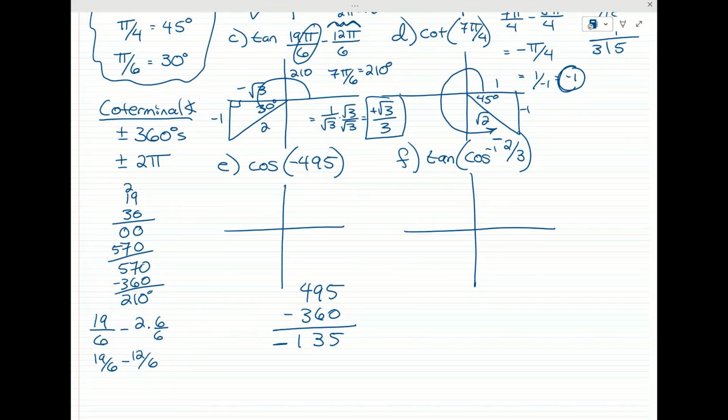When you're adding with negatives, you subtract them if you have different signs, and you keep the sign of the bigger number. So negative 135 puts us right here. This would be 45 degrees. So we have 1, 1, and root 2. Remember, anytime you go left or down, that side is negative. And cosine would just be adjacent over hypotenuse, or negative root 2 over 2.